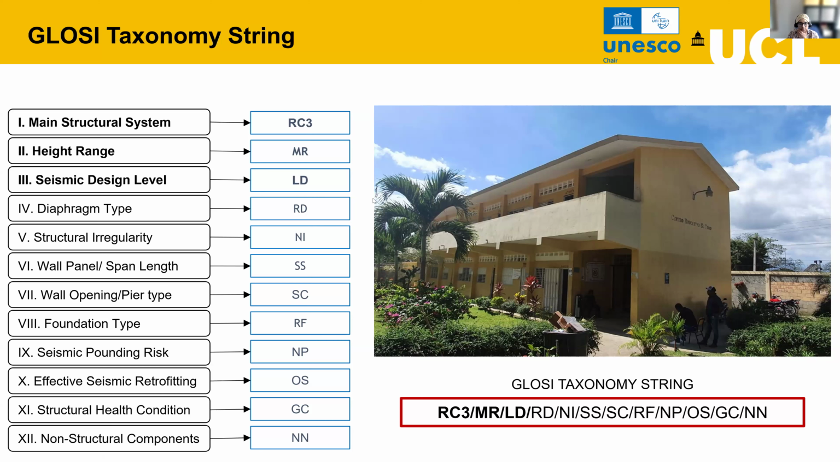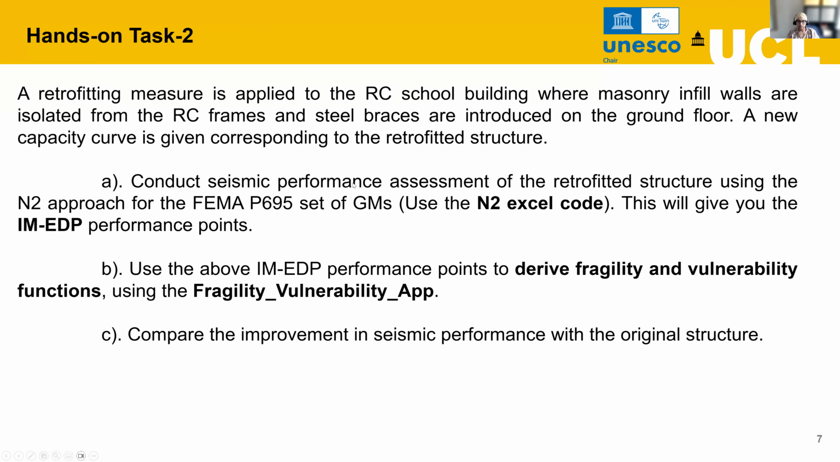Okay. So if we move on to the second task, we were given the details of retrofitting provided to an RC school building, where the masonry infill walls are now isolated and steel braces are introduced. We were asked to do the seismic performance assessment using the N2 method, first to identify the performance points, the IMEDP points, and then to conduct the fragility derivation and vulnerability derivation.